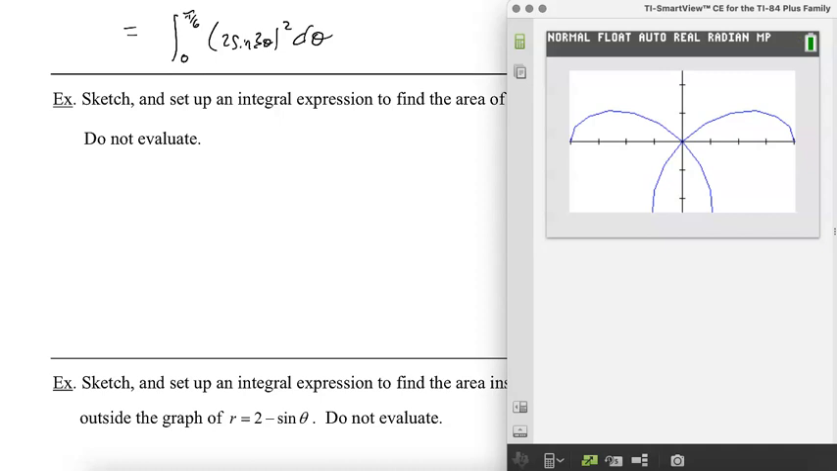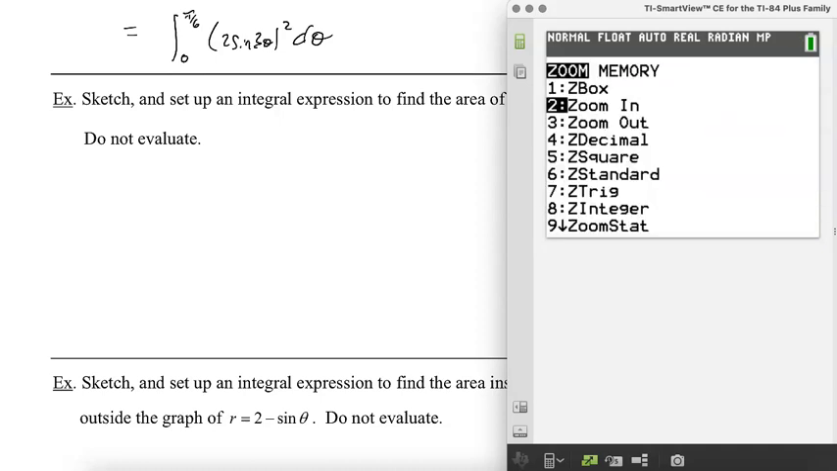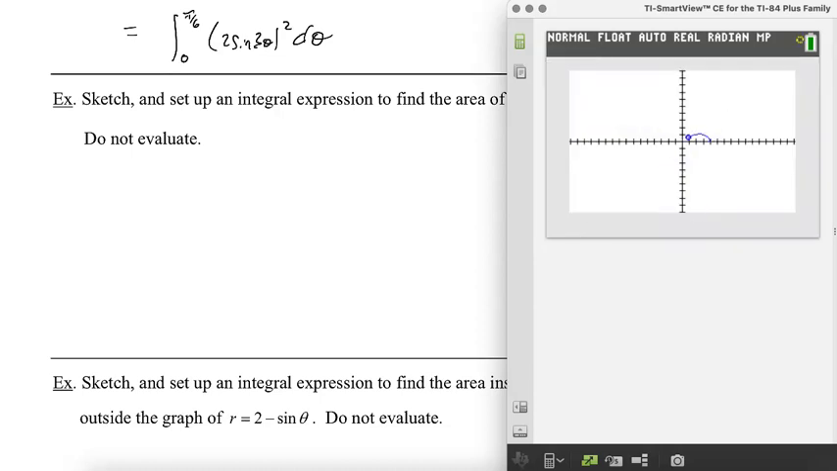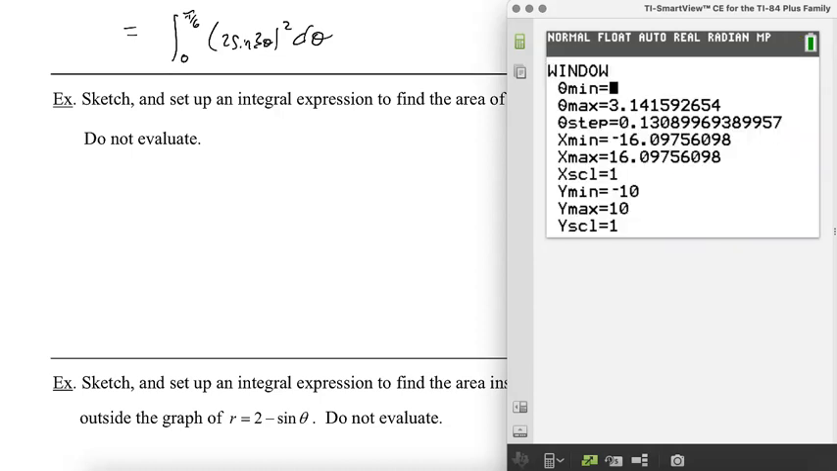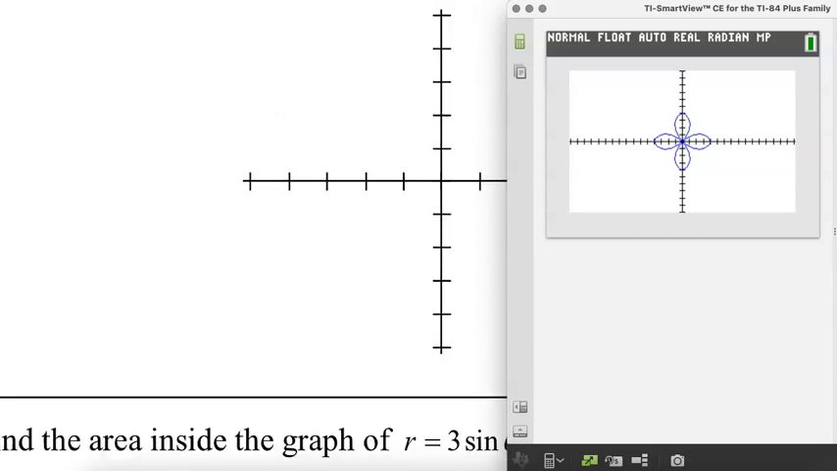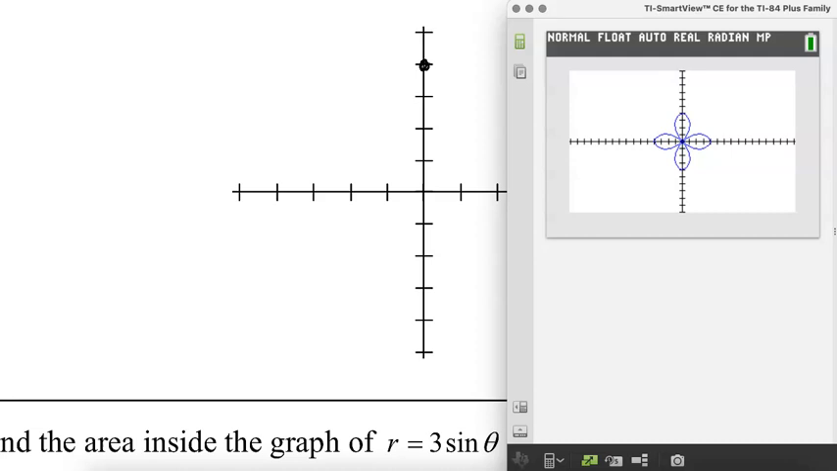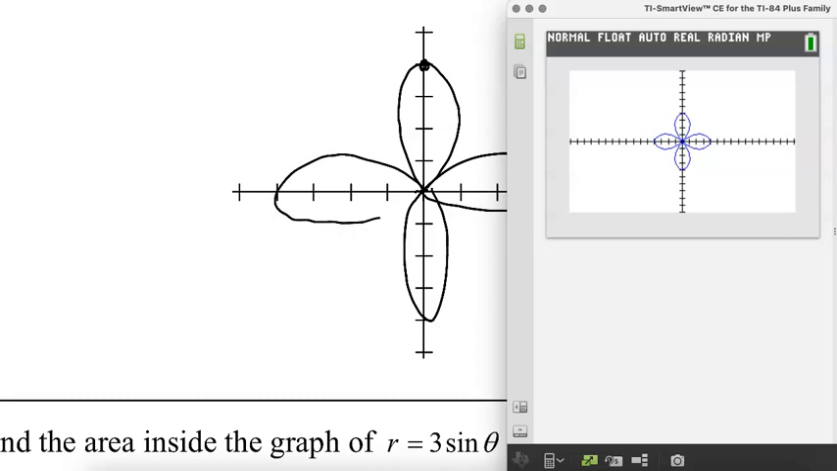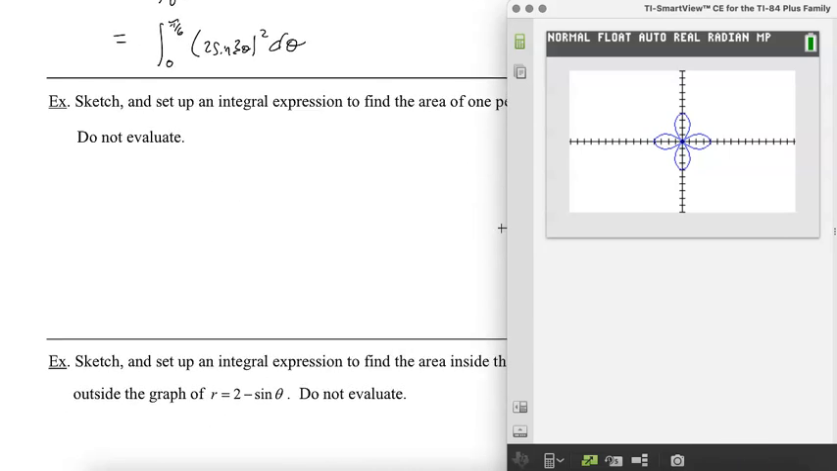Oh, that doesn't look like everything. I'm going to zoom out just a little bit. Yeah, and if I change my window from 0 to 2 pi, that looks much better. If you're not sure what it looks like, you could make the window like 0 to 6 pi or something like that. But I know this is the complete figure here. Oh, yep, not pretty. You don't have to actually graph these things by hand.